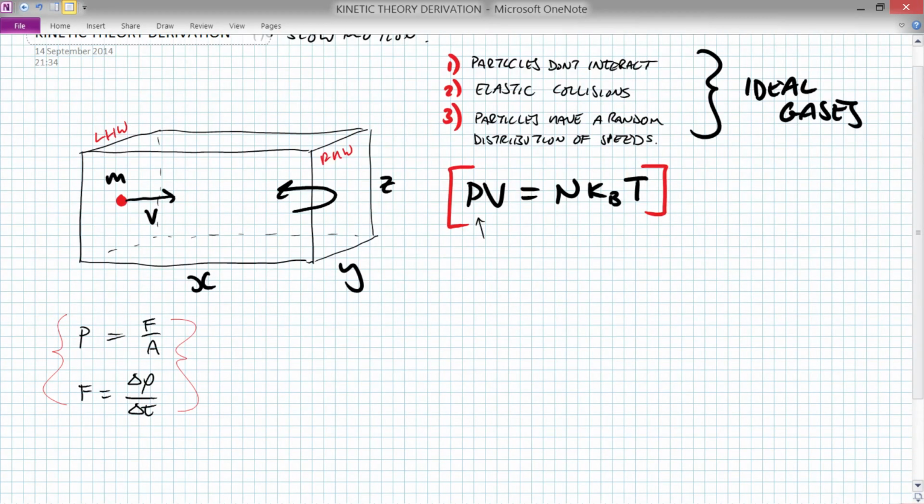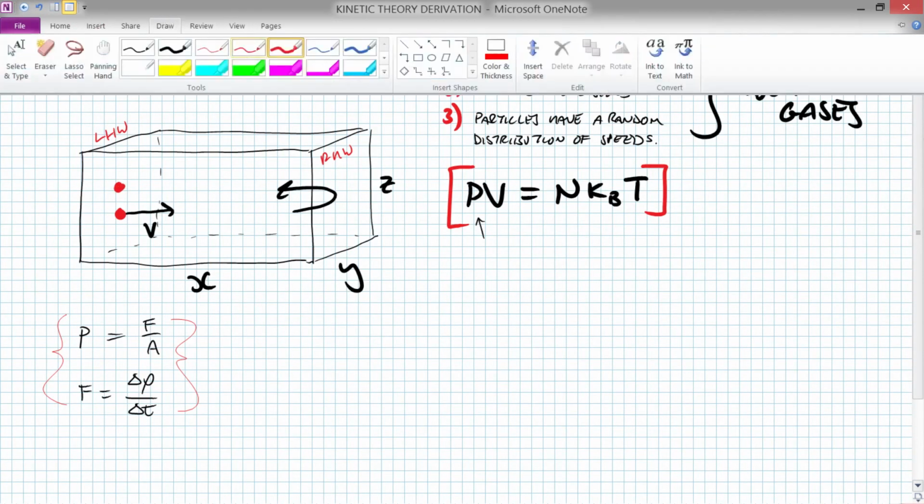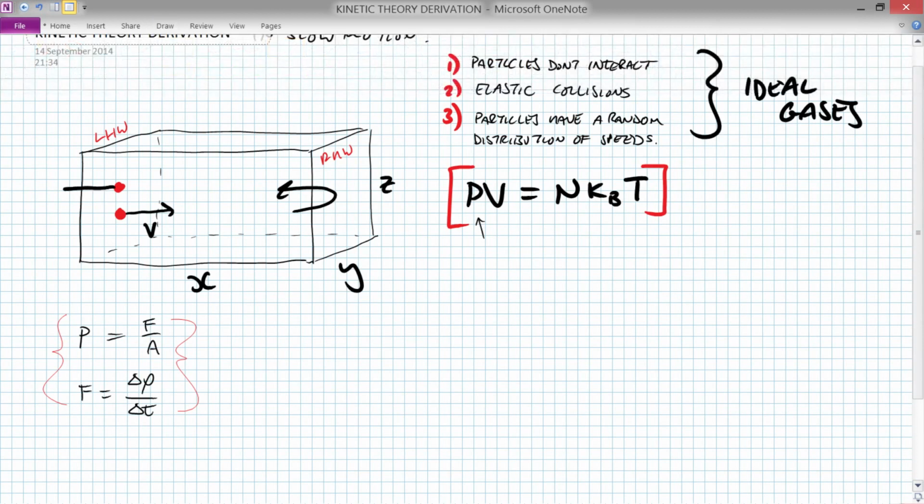So this particle has a mass m. When our particle returns to this wall, it's undergone a completely elastic collision. So its velocity now is going to be equal and opposite. It's going to be in this direction.